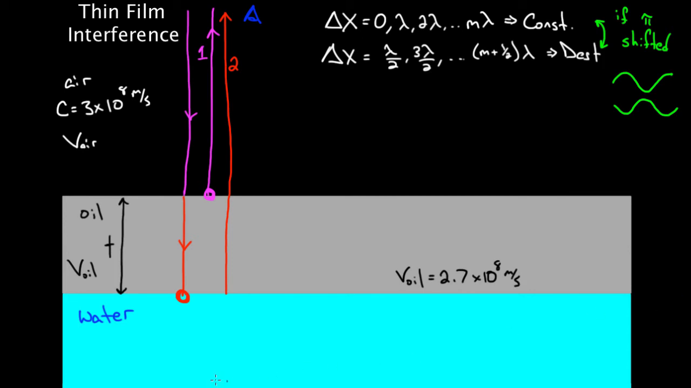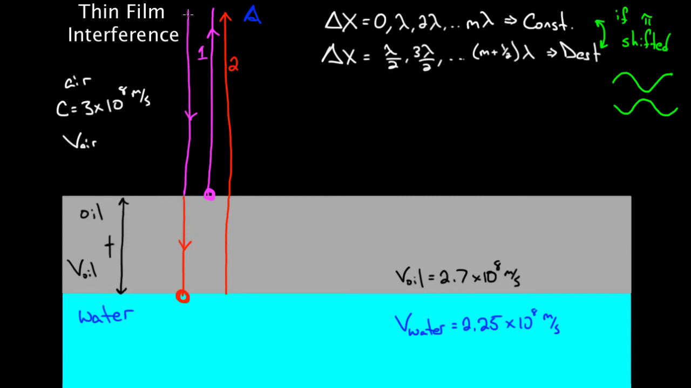And in water, again, it's going to have a speed of light in the water. We know that's about 2.25 times 10 to the 8th meters per second. So how do we determine, knowing these speeds, whether there's going to be a pi shift or not? Here's how we tell. Every time light reflects off of a slow substance, there's a pi shift.